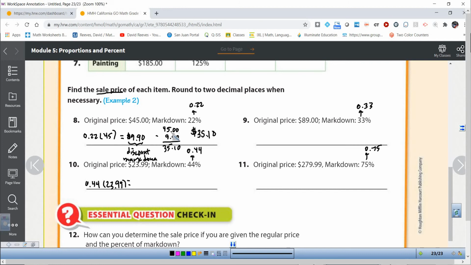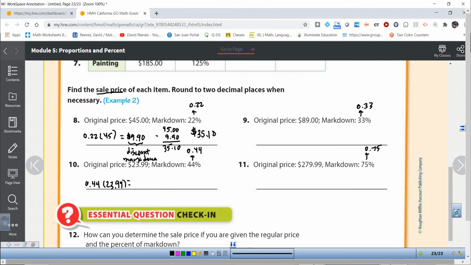$35.10. I could have done that really easily, much faster, by saying 45 minus 10 would be 35, but we're only taking away, I'm sorry, yes, that's right. 45 minus 10 would be 35, but we need to put a dime back on because we're only taking away $9.90. There we go.